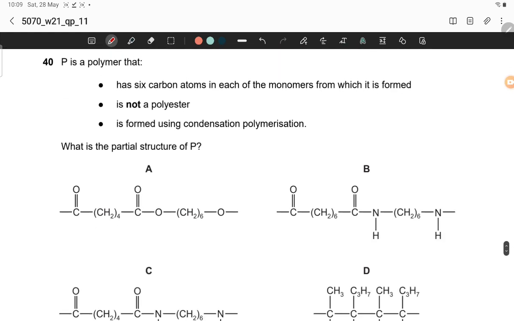P is a polymer that has 6 carbon atoms in each of the monomers from which it is formed. It is not a polyester, and is formed using condensation polymerization. What is the partial structure of P? It has 6 carbon atoms in each of the monomers. C4, there is 4, so it is not correct. CH2 over here, 4 and 6, formed using condensation polymerization.